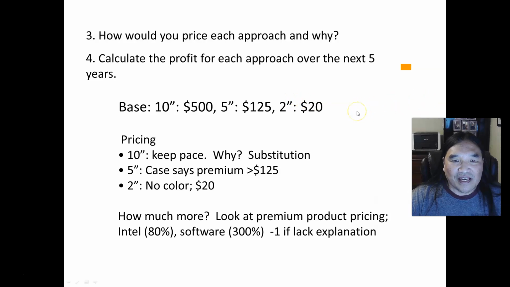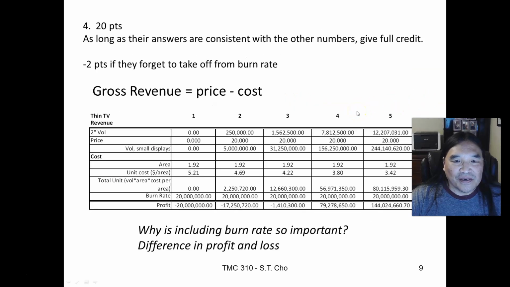Calculating the profit, what it comes down to is you make a table. So gross revenue is price times volume. So based on your price, this is how much revenue, this is what my volume would be. In this case, I'm arbitrarily using $20. So here's my profit. Now the cost.